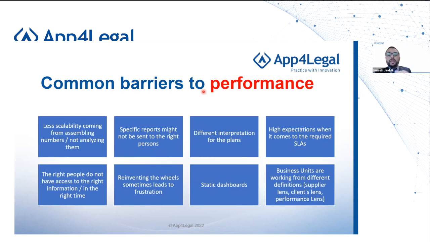The right people do not have access to the right information. This is why, in legal tech as well, there's a very good emphasis on who should see what and when, right? Who gives the authority or the permission to have this information at this time, at this moment, at this level, and so on and so forth. The SLAs, I explained, are something pressuring the operations of law firms and in-house legal departments. Everybody wants his job done based on certain criteria. Anyway, these are the common barriers to performance.